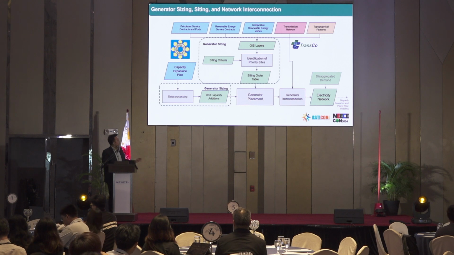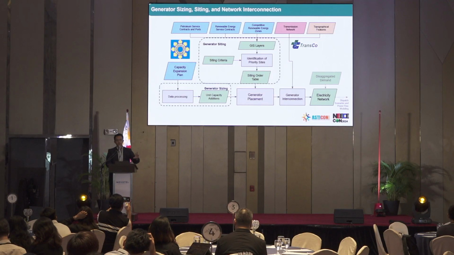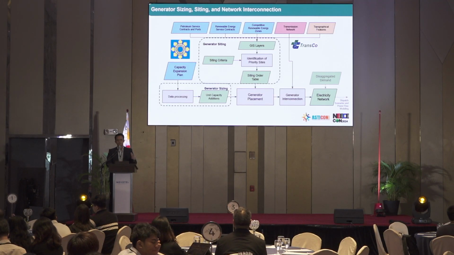Okay? So if you look at those in color blue, those are from the files from DOE. Okay? So we have the service contracts, the competitive renewable energy zones, most importantly, the capacity expansion plan. So the graph you saw earlier has all the generation mix every year by 2050. And then we take all this data, since the disaggregation of these power plants is spatial or geographical in nature, we leverage the use of GIS, or Geographical Information Systems, which I discussed earlier.